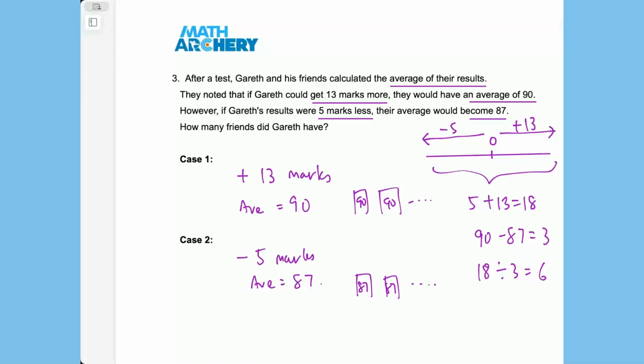So altogether there are 6 people, including Gareth. So you take 6 minus 1, which is Gareth, and the answer is 5. So Gareth has 5 friends. The answer is 5.